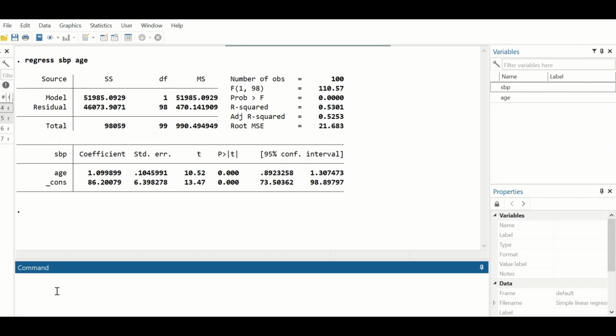From this table, a regression equation can be generated as the following. Y is equal to the intercept, which is β0, plus the slope, which is β1, multiplied by x. So the equation can be rewritten as y is equal to 86.2 plus 1.1 multiplied by x. So from this equation, it is possible to predict the systolic blood pressure from a given age, any age, based on the model generated by the regression analysis.